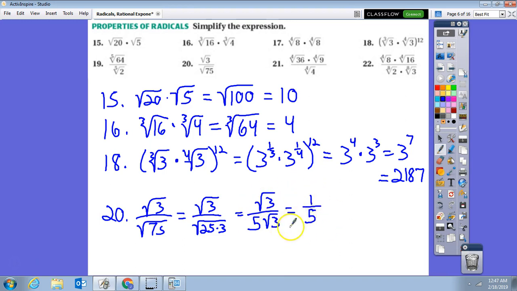Now that is not always going to happen. Sometimes you got to get the radical off the bottom of the fraction. So we may deal with one of those in a later period.